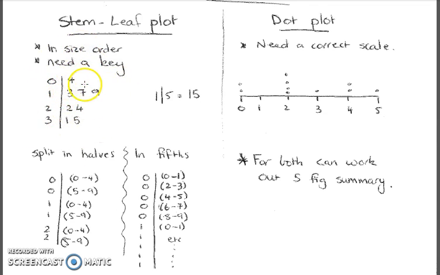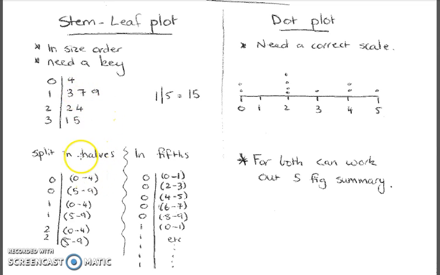There's a couple of bits of information you need to have. You need to have a key, because the key would tell you what the value is. For example, 1 line 5 is 15. However, it could be that 1 line 5 might be 1.5. Have the key. And it needs to be in size order. As we can see, 3, 7, 9, 2, 4, these are in size order. A common mistake that assessors actually say is that people would write 7, 3, 9. They're not putting it in size order. Make sure it's in size order.